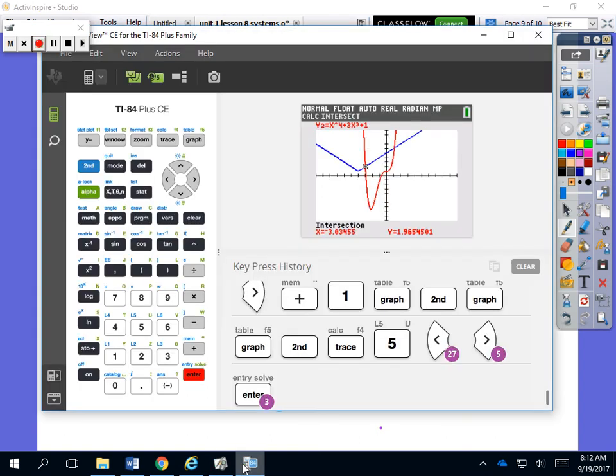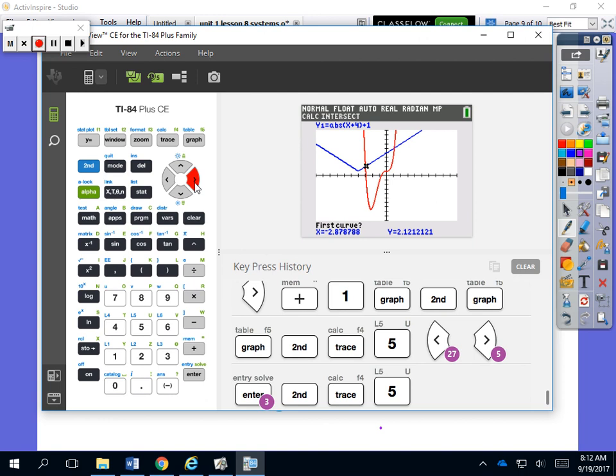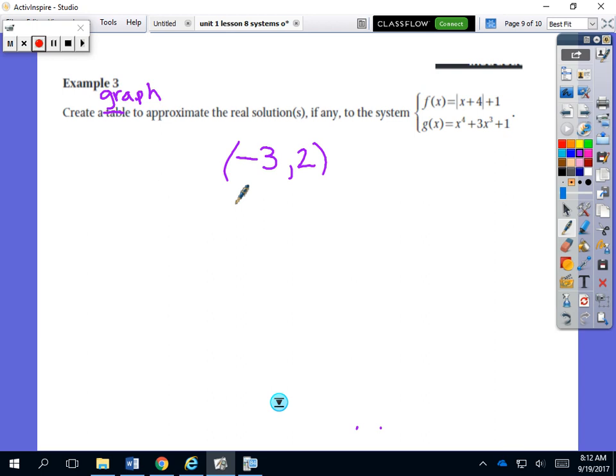And then if I do the same thing, second trace, number 5, and just move the spider up to the other point and hit enter 3 times. 1, 2, 3. The intersection there is at about 1.1, if I round that, and 6.1. So 1.1 and 6.1.